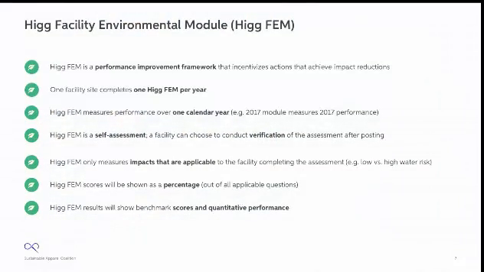A facility or a factory site will complete one facility module per year, and that module will be measuring 1 calendar year's worth of performance. So in this year's case, we are measuring the most recent full calendar year, which is 2017. So when you see the module pop up, it'll say 2017 module.